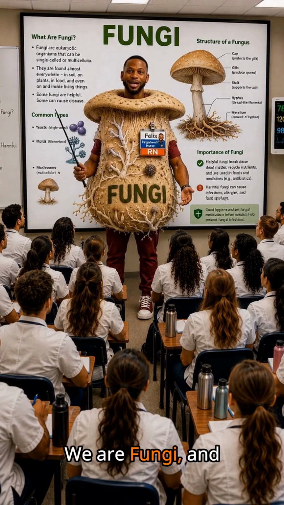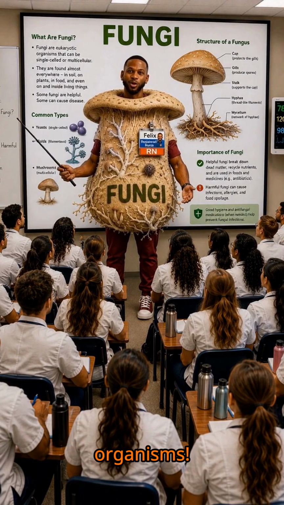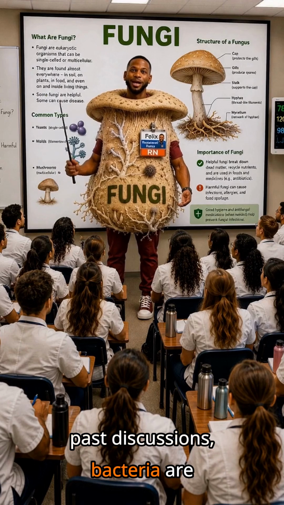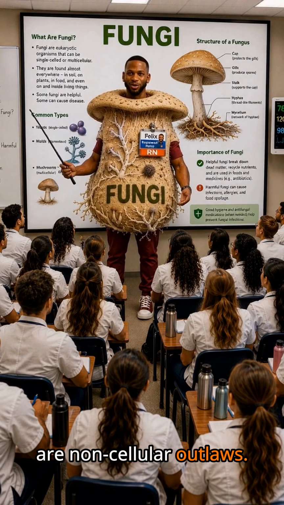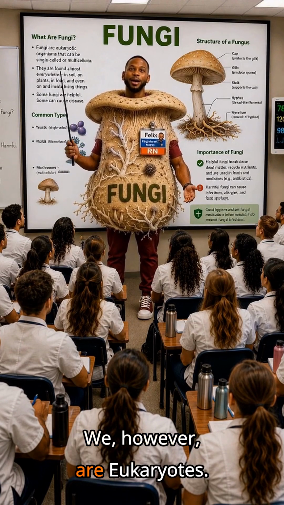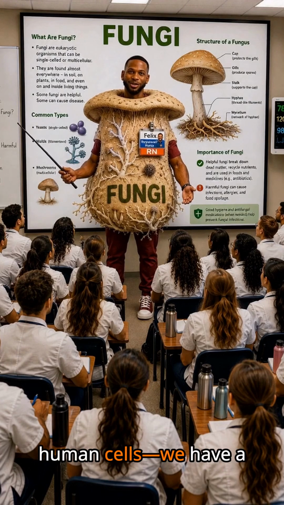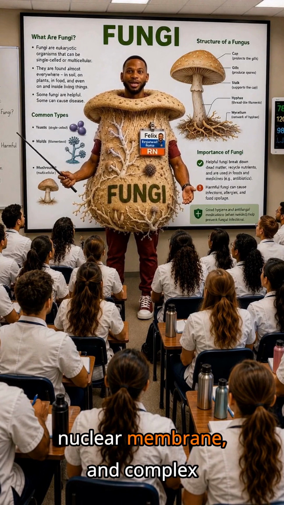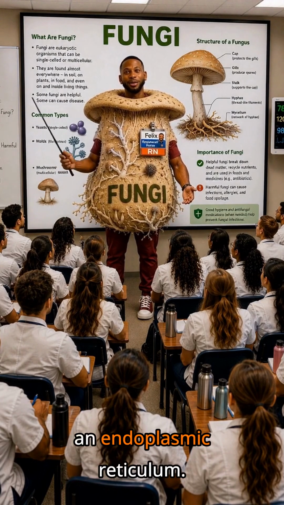We are fungi and we represent a completely different kingdom of microscopic organisms. If you recall our past discussions, bacteria are simple prokaryotes and viruses are non cellular outlaws. We, however, are eukaryotes. This means our cells look a lot like human cells. We have a distinct nucleus, a protective nuclear membrane, and complex organelles like mitochondria and an endoplasmic reticulum.